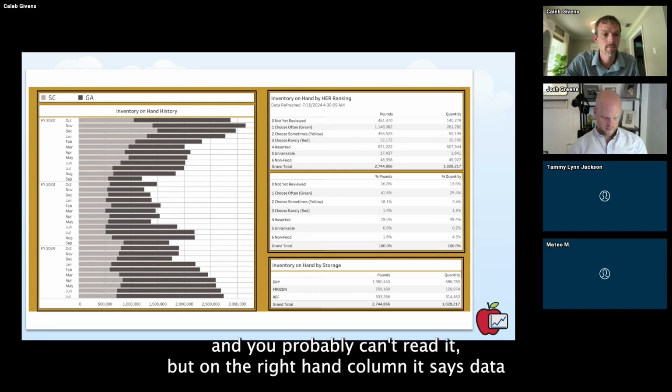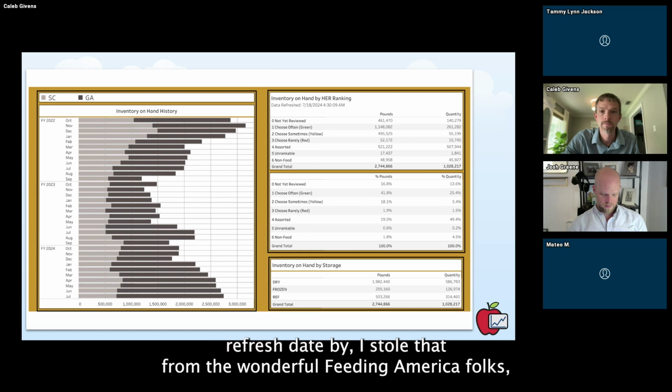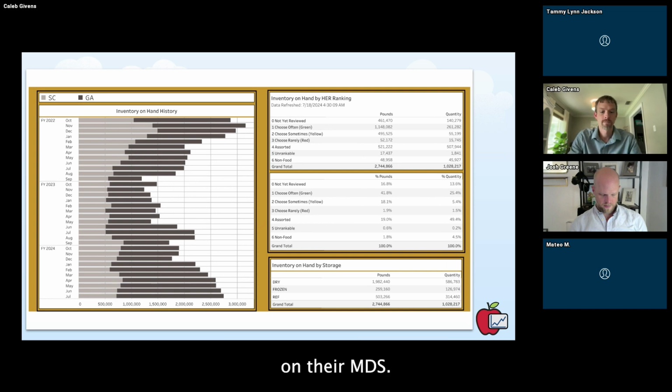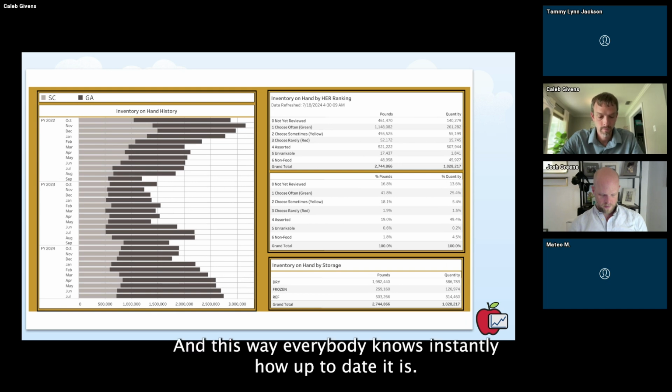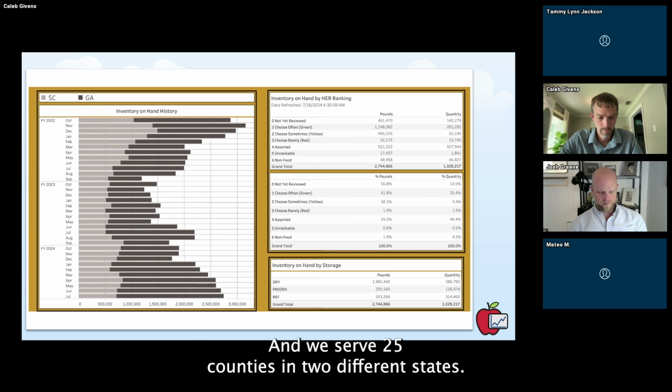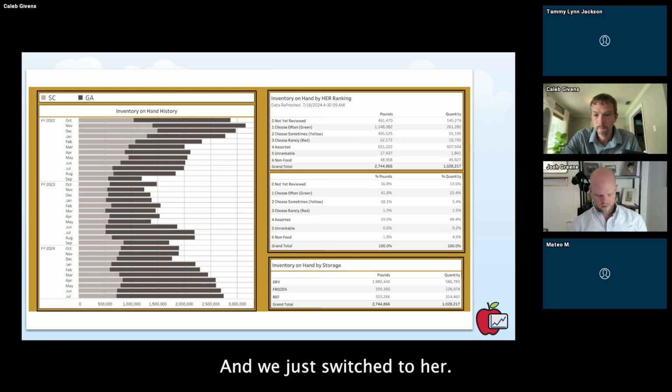This one, and you probably can't read it, but on the right-hand column, it says data refreshed, date by. I stole that from the wonderful Feeding America folks on their MDS. Found it really useful because I do have to refresh this manually. And this way, everybody knows instantly how up to date it is. And we serve 25 counties in 2 different states. So we're finding it's very interesting, and we just switched to HER.